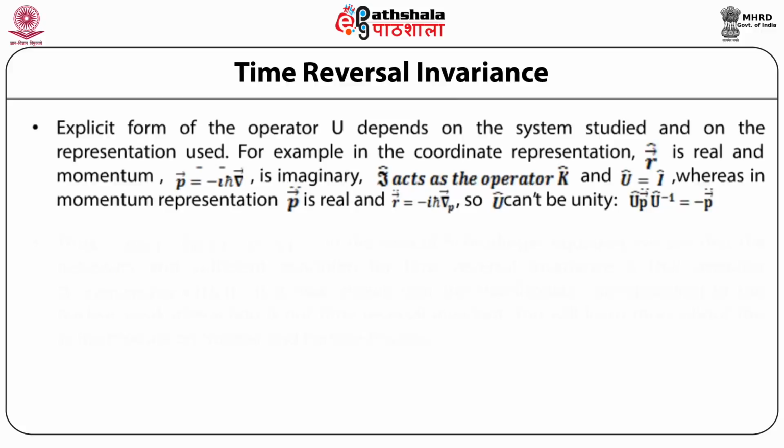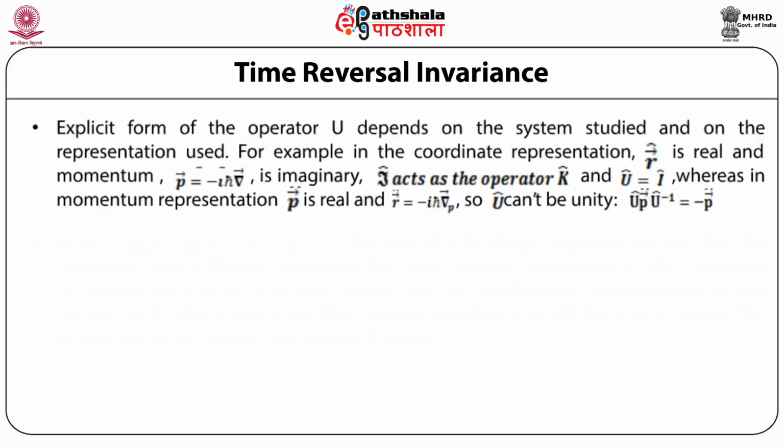Now, the explicit form of the operator U, that is the linear operator, depends on the system that is under study and on the kind of representation that is being used. So, for example, in the coordinate representation where we have position vector r as real and the momentum vector p, given by minus iota times h cross times del operator, is an imaginary quantity, then the time reversal operator acts as the operator K, that is the complex conjugate operator, and the unitary operator U is equal to the unit operator.